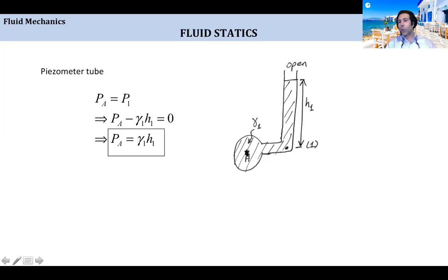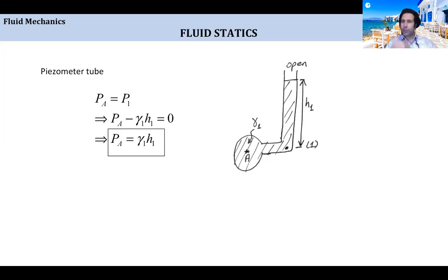And we know that within the same fluid, if we move horizontally, pressure doesn't change. So PA is equal to P1, you can see here. So we are at this point, point one. Now, I will tell you a very, very important rule of thumb in manometers.